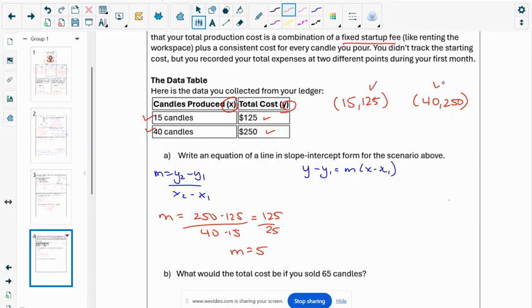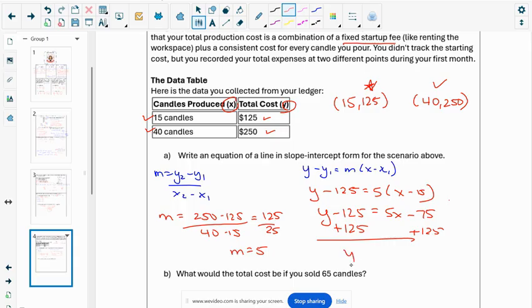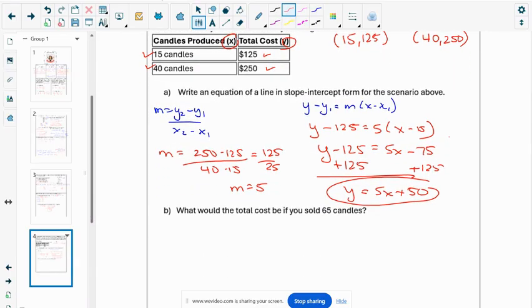Now, neither of these points are my y-intercept, so I'm going to have to use point-slope to get to my equation. So I'm going to use this first one. So I have y minus 125 is equal to the slope, which is 5, times x minus 15. So I have y minus 125 is equal to 5x minus 75. I add 125 to both sides, and I have y is equal to 5x plus 50. So that's my equation of the line.